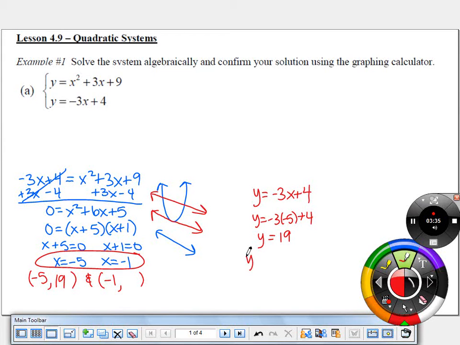And I'm going to do the same thing plugging in negative 1 for x. And that's going to give me 7. So these are the 2 points of intersection for this system. All right, so let's look at part B.